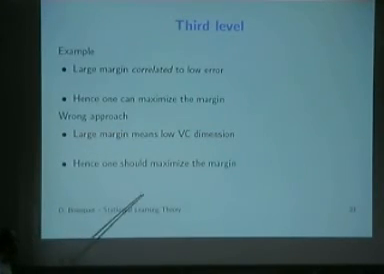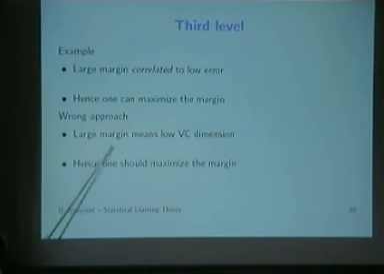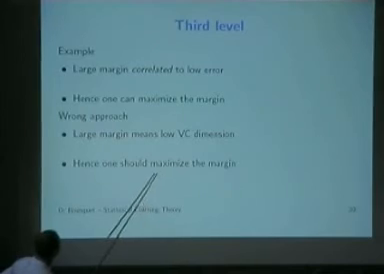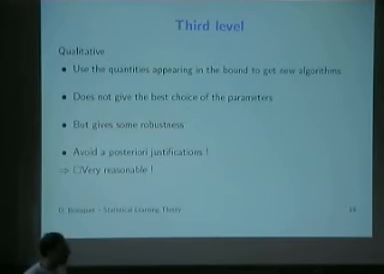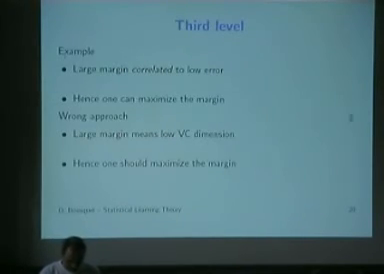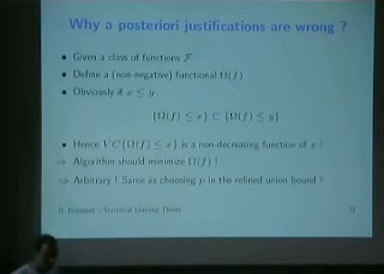But the other approach is risky. Because let's say now we start with a bound that says large margin means low VC dimension. Then we should maximize the margin. That's risky. Even though that's almost what I told you here to do, there is something that you should avoid. And here is the catch.